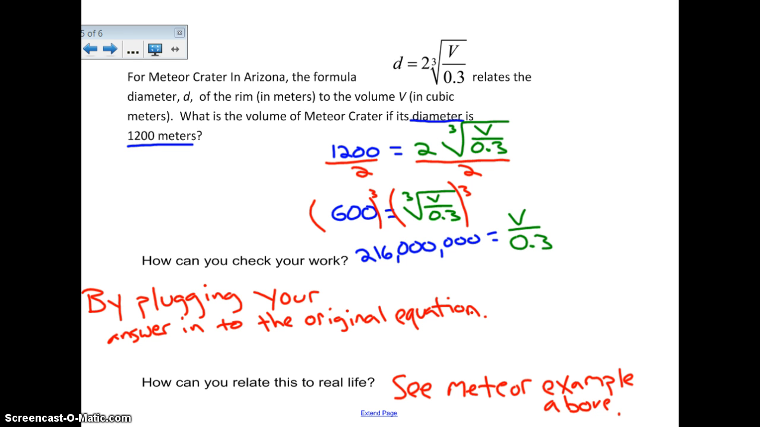So we can make 216 million a fraction by putting that over 1, and now we can solve by cross multiplying. V times 1 is v, and 216 million times 0.3 is 64,800,000. So our answer is 64,800,000 cubic meters.